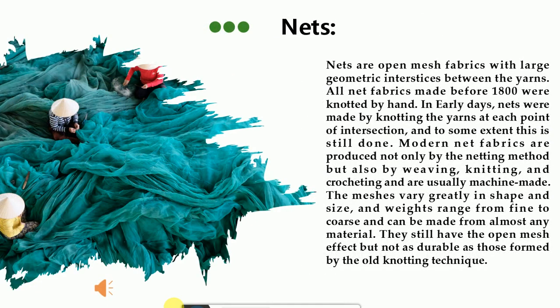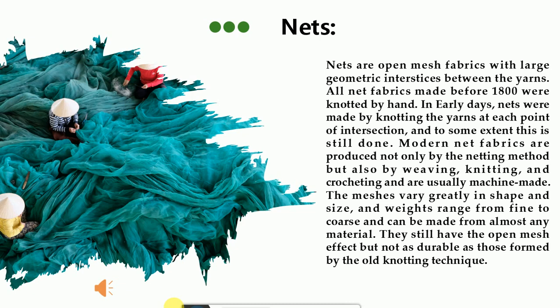Nets are open mesh fabrics with large geometric interstices between the yarns. All net fabrics made before 1800 were knotted by hand. In early days, nets were made by knotting the yarns at each point of intersection, and to some extent this is still done. Modern net fabrics are produced not only by the netting method but also by weaving, knitting, and crocheting, and are usually machine-made.